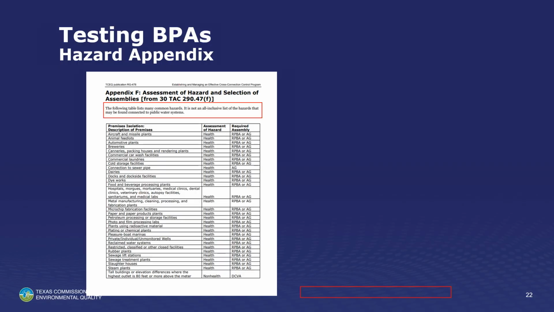TCEQ might not have it all. They're going to have stuff like car washes, funeral homes, chemical plants. All these kind of stuff are just a given. Those are going to have to be high hazard. Irrigation system with an on-site sewer system, yeah, all of that. All right, testing your BPATs. That's your hazards. That's just a list of things on the website that's going to tell you.